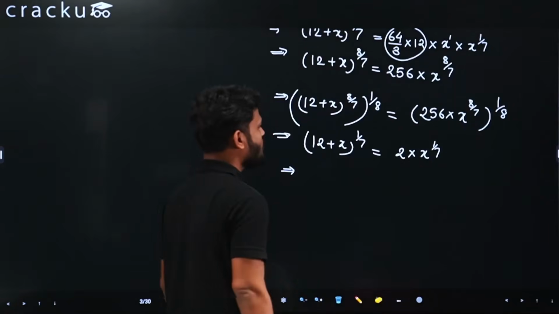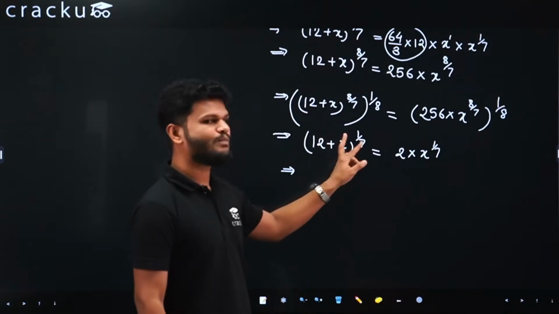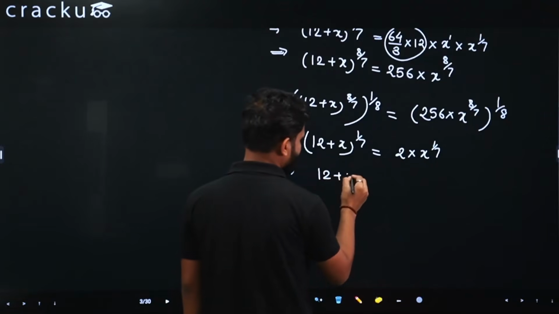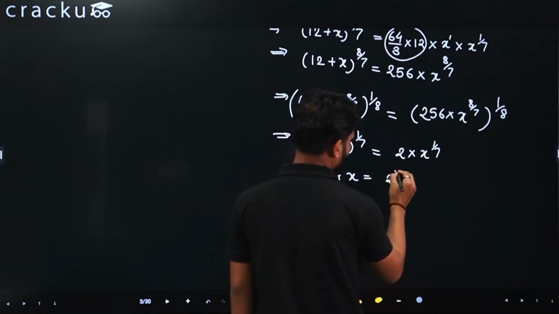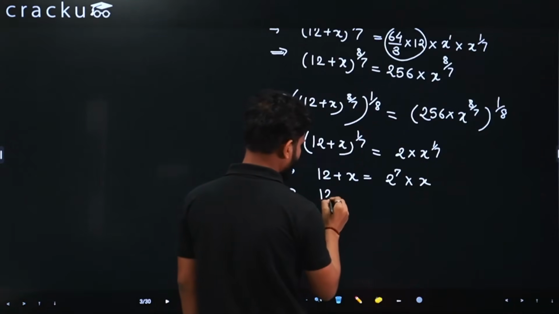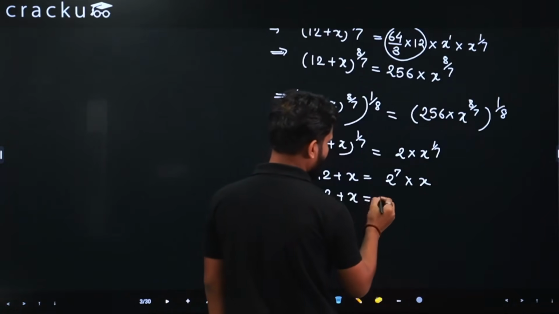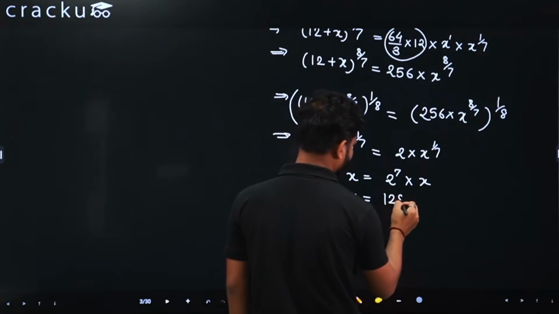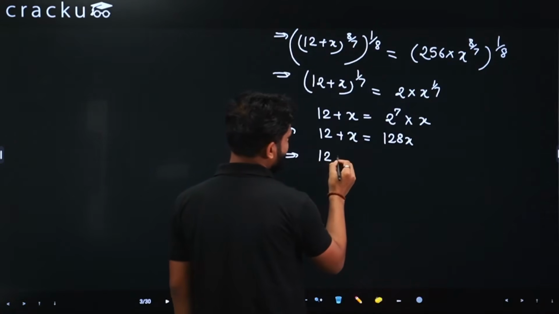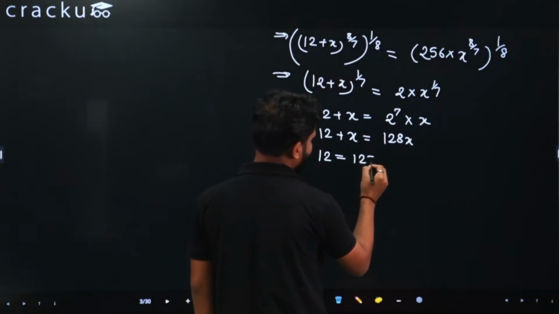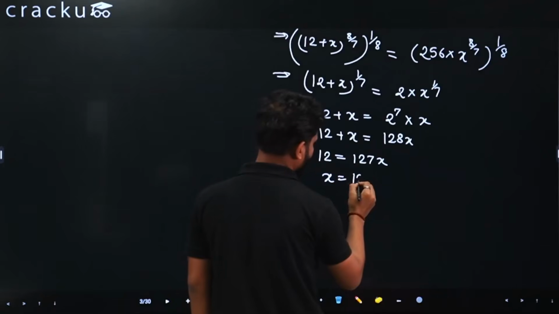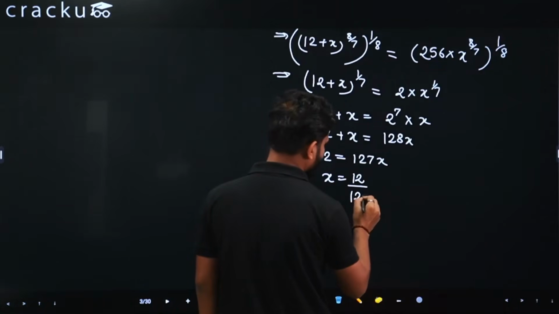Now what you can do? Raise both sides to the power of 7. So this will become 12 plus x is equal to 2 raised to 7 into x, or 12 plus x is equal to what? 2 raised to 7 is 128x, or from here you can write 12 plus x, or 12 is equal to 127x. From here x is what? x is 12 upon 127.